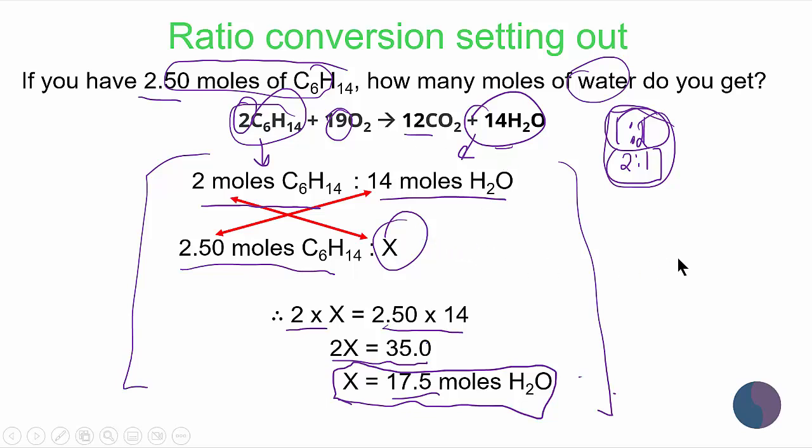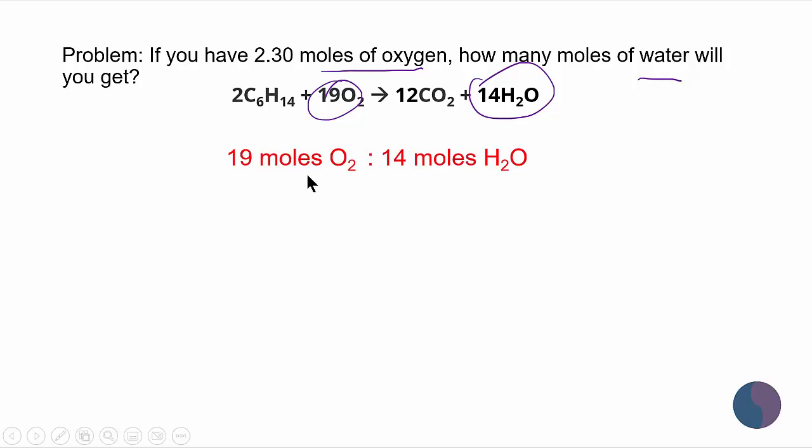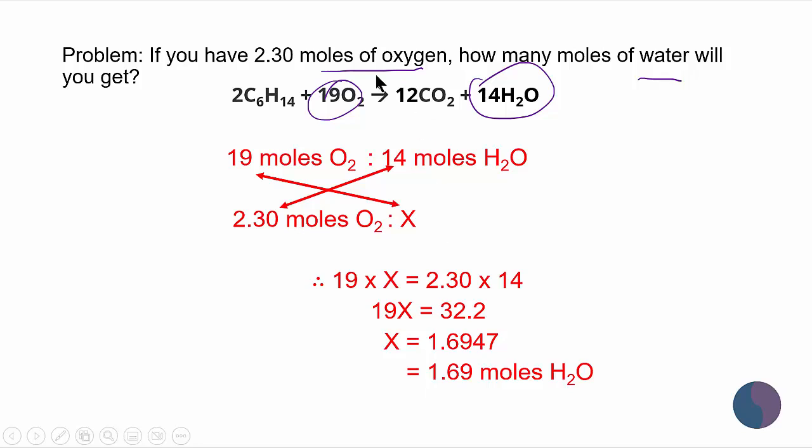Okay, so just one more problem, and so this time it is oxygen and water that we're looking at. So there's oxygen, there's water, so it's 19:14. So again, always write it out like this: 19 moles O2 is to 14 moles of this. The question says 2.3 to x, so you cross multiply. So 19x equals 2.3 times 14, that's 32. Divide both sides by 19, 1 point whatever. Sig figs is 3, so 1.69 moles of H2O.